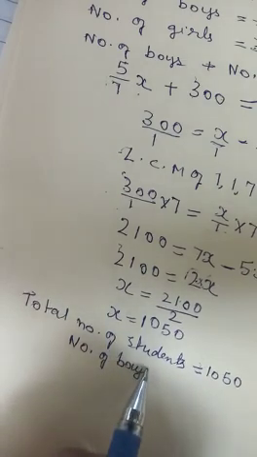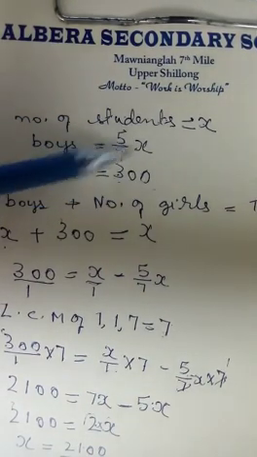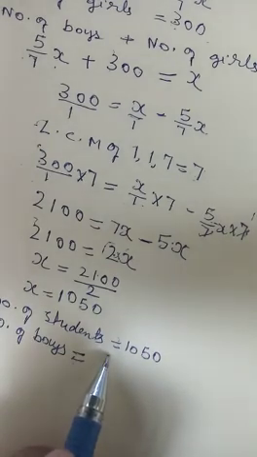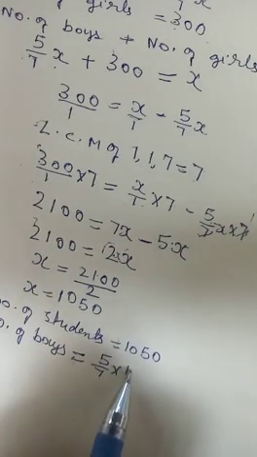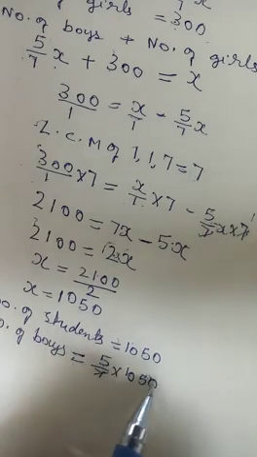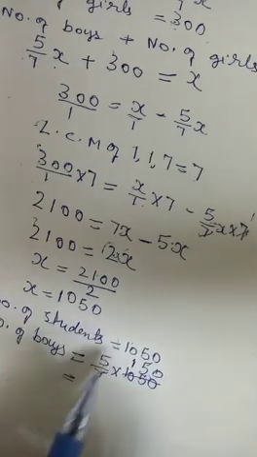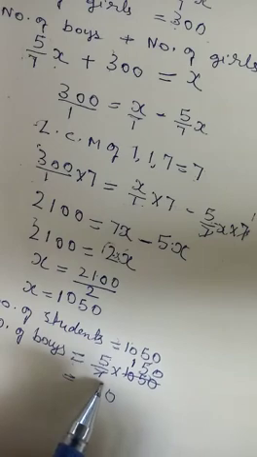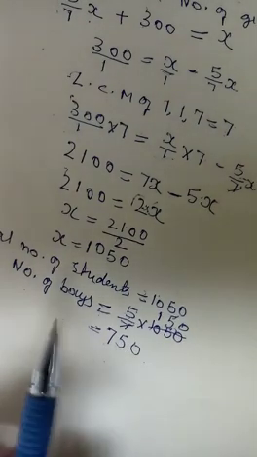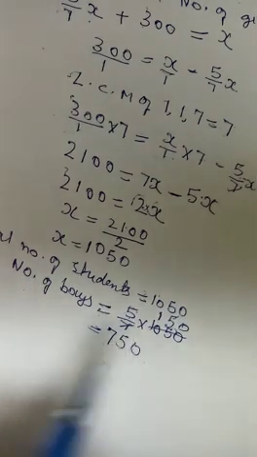But remember, we want the number of boys. You can do it two ways to find the number of boys, okay? You can do 1050 minus 300, or you can replace it here. It's up to you. You can either subtract or you can substitute. So you make a choice. If you divide 1050 by 7, we get 150. So 5 into 150, the number of boys will be 750. If you do it this way also, 1050 minus 300, the answer comes out the same.